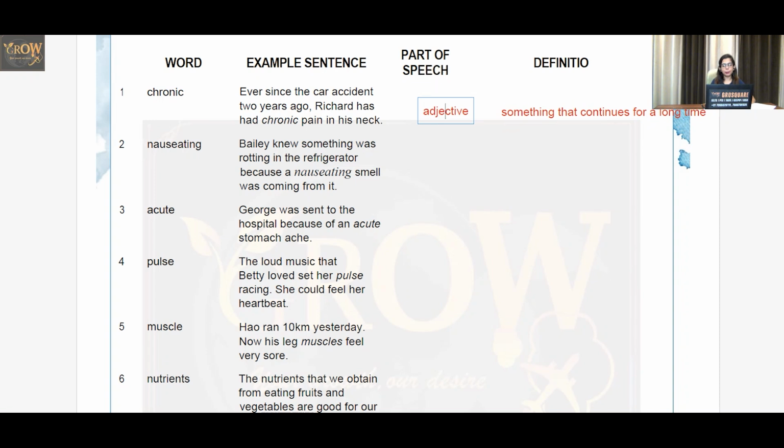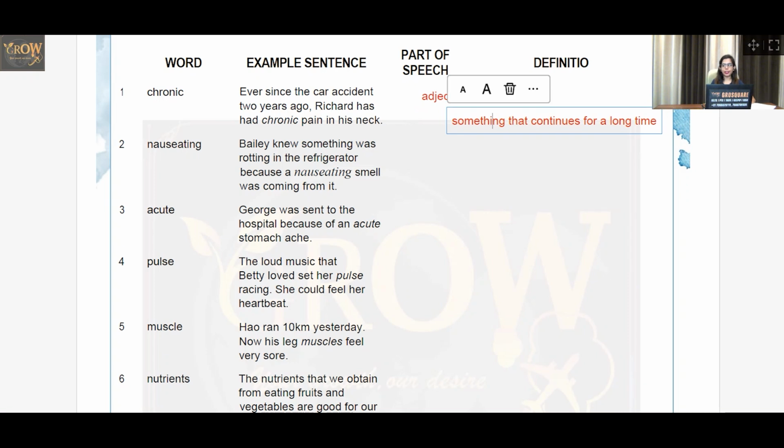ऐसी चीज जो लंबे समय तक चलती है, ठीक है, तो उसको हम chronic कह देते हैं. अब let's understand it with the help of an example. So see, what they are saying is that ever since the car accident 2 years ago, Richard has chronic pain in his neck. That means accident के बाद से continuously जो है Richard के neck में chronic pain है.